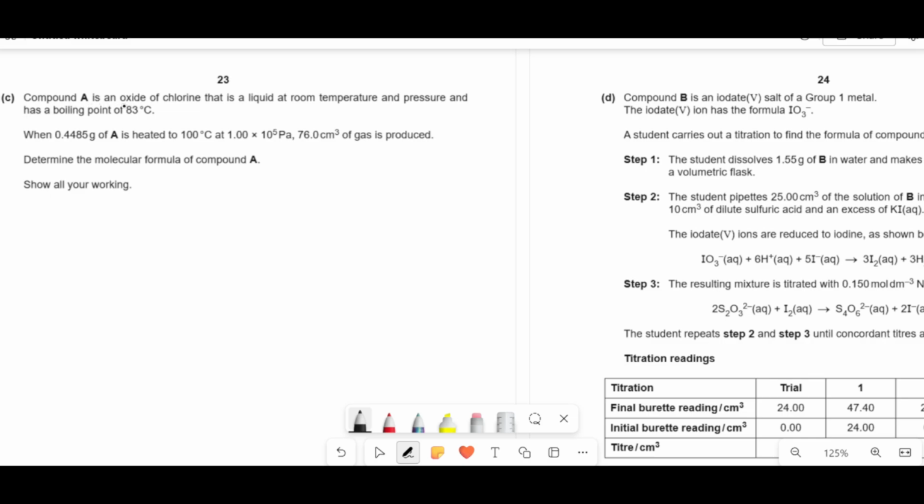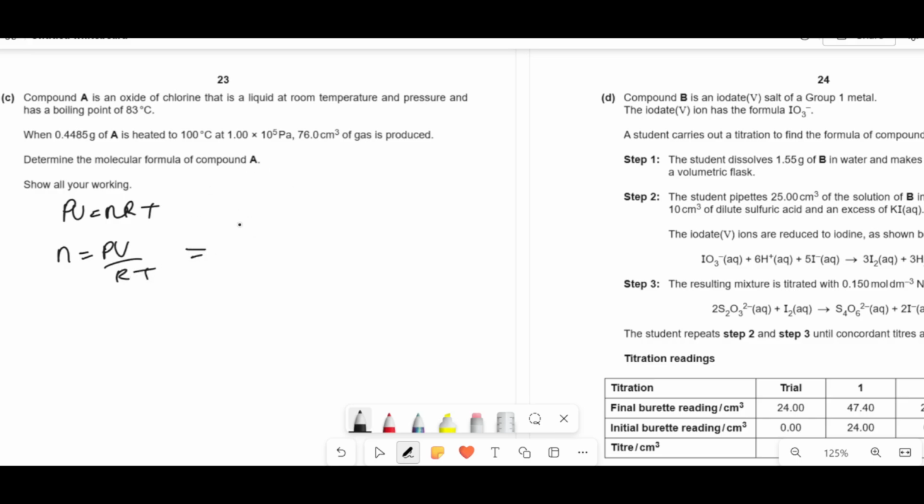Now it says compound A is an oxide of chlorine and it's a liquid at room temperature and pressure and has a boiling point of that. When this much of A is heated to this temperature, this volume of gas is produced. We need to find the molecular formula. So we need to think about what's going on here. We've got a pressure, a volume, and a mass, so we're thinking PV equals nRT. What links to the mass here is going to be n. So n equals PV over RT.